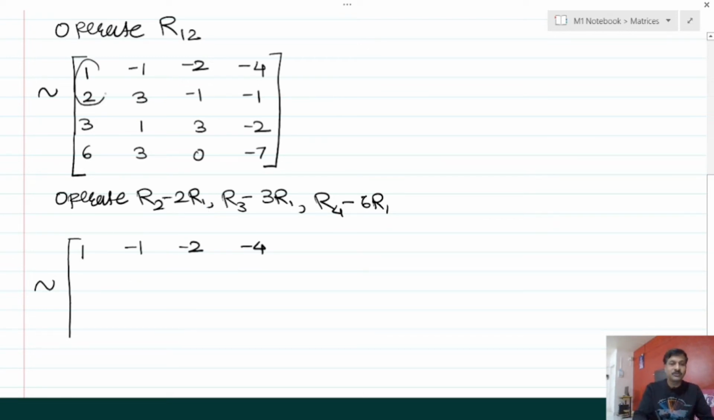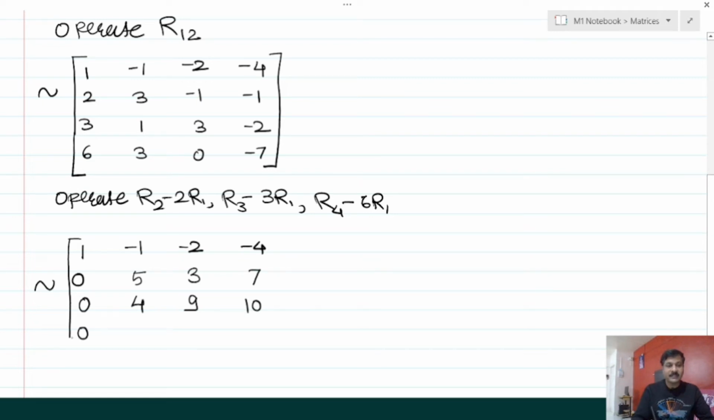So 2 minus 2, I am getting 0. So here 0, then 3 minus 2 into minus 1 means plus 2, I am getting here 5. Next minus 1 plus 4, it is 3. Then minus 1 plus 8, it is 7. Then 0, 3 minus 3, 0. So 1 plus 3, it is 4. Then 3 plus 6, it is 9. Then minus 2 plus 12, it is 10.